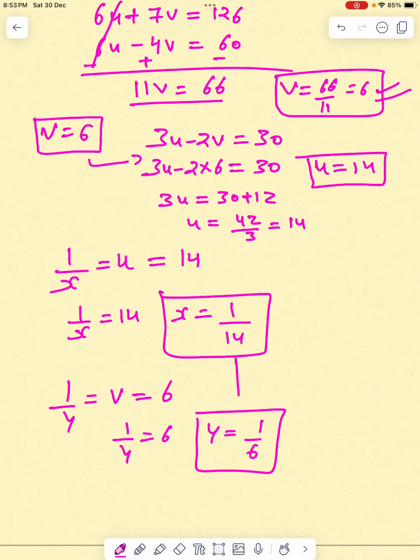So this is the way to find the solution of the given system of equations, right?